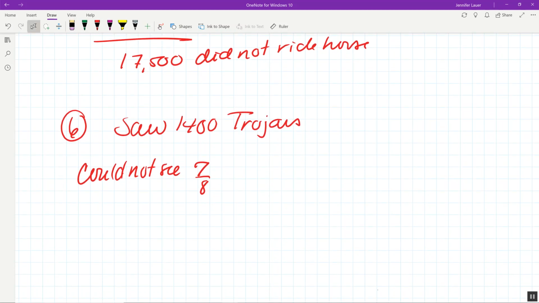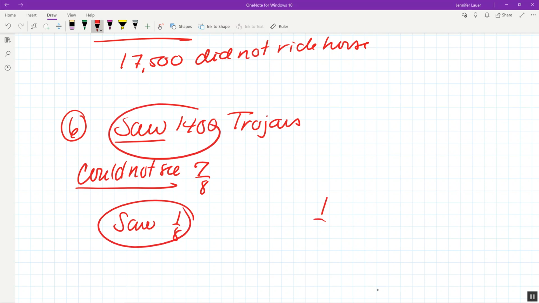So first of all, we can see that could not see and saw are two different pieces of information. Our information does not match up, so I need to make it match up. Well, if he could not see 7/8, he can see 1/8. So now I have my two pieces of information I need to solve the problem. Again, we would just multiply both sides by this. Grab my calculator: 1,400 times 8. So our total is 11,200.